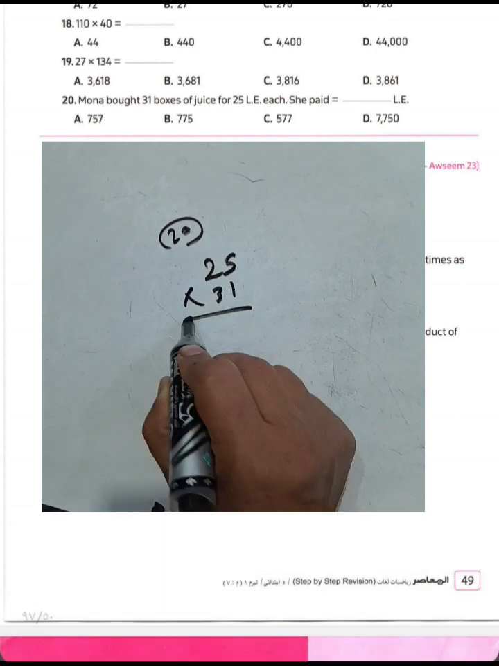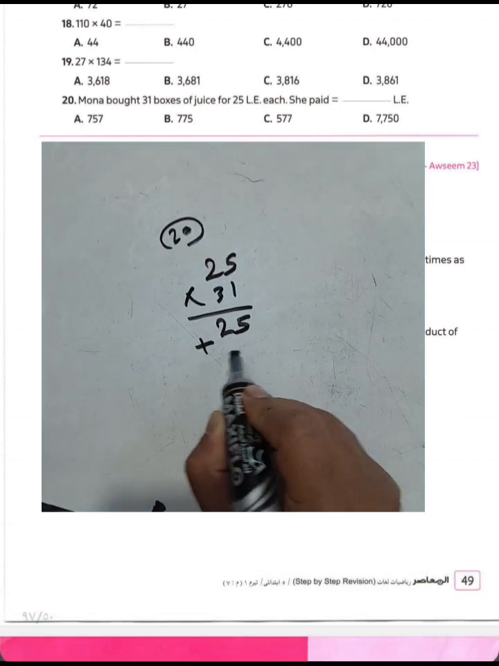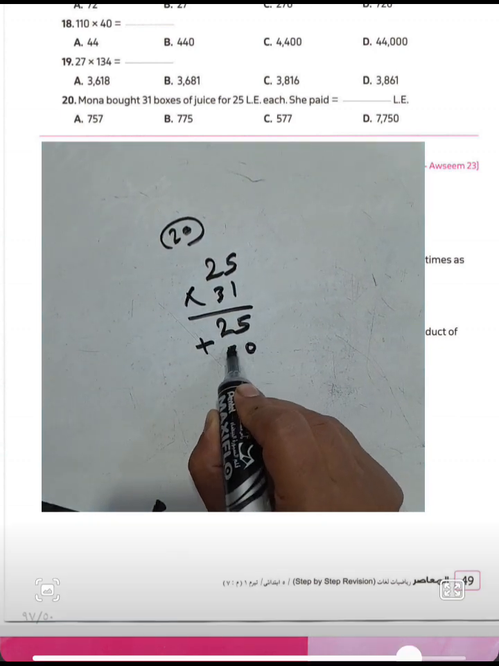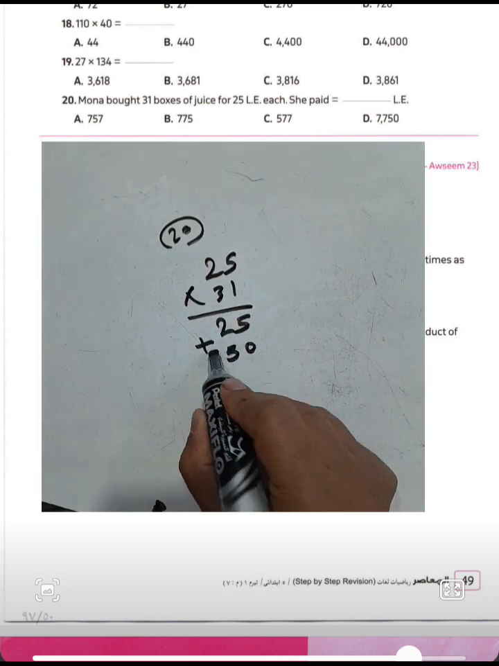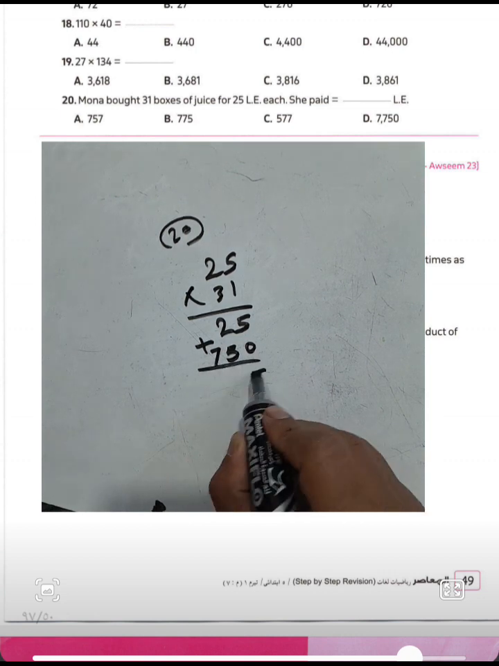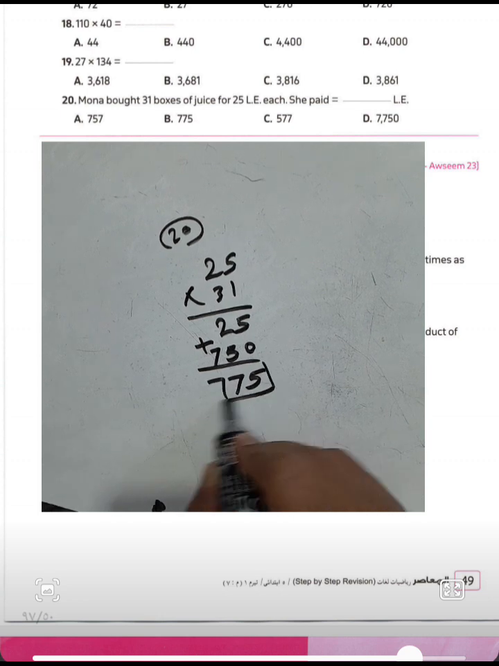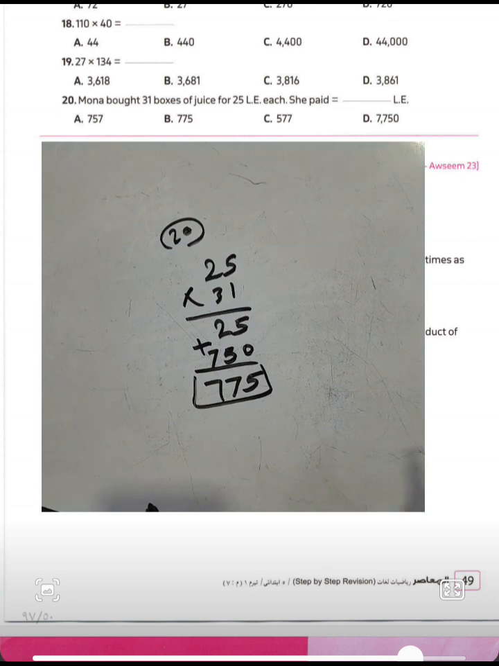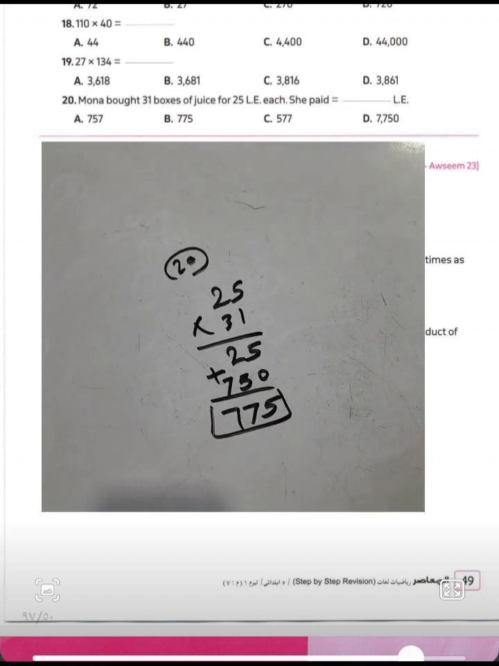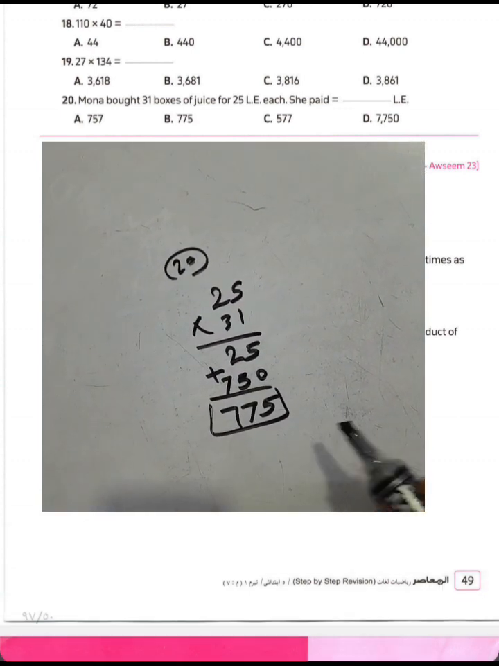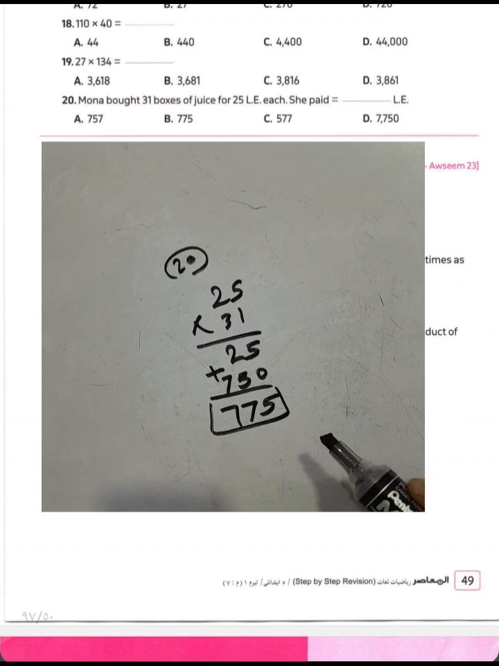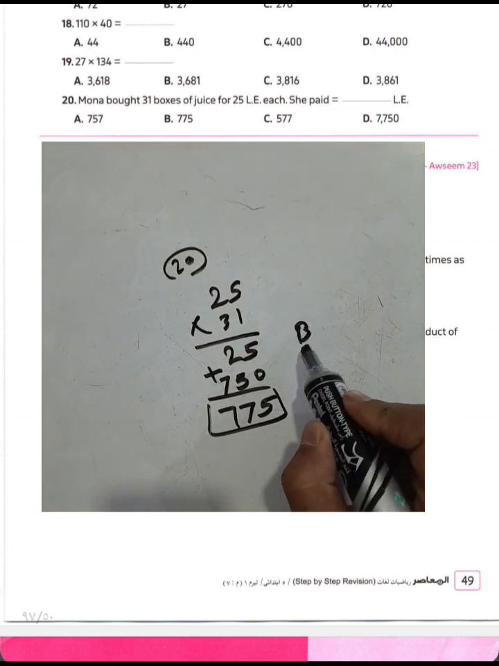25 multiplied by 31. 1 times 5 equals 5. 1 times 2 equals 2 plus 0. 3 times 5 equals 15. Write 5 and carry up 1. 2 times 3 equals 6 plus 1 equals 7. The result will be what? 5 plus 0 equals 5. 2 plus 5 equals 7. And then write 7 outside. The result will be 775 Egyptian lira. Okay, choose letter B. Next question.